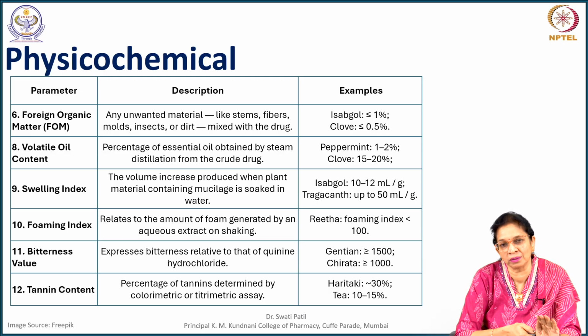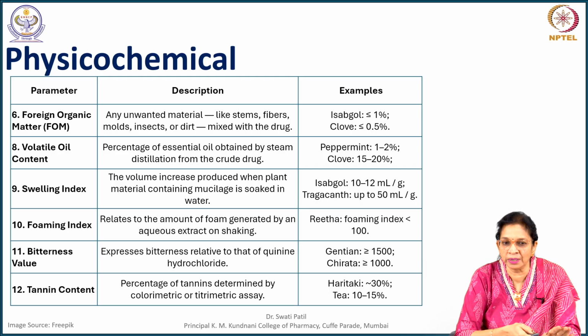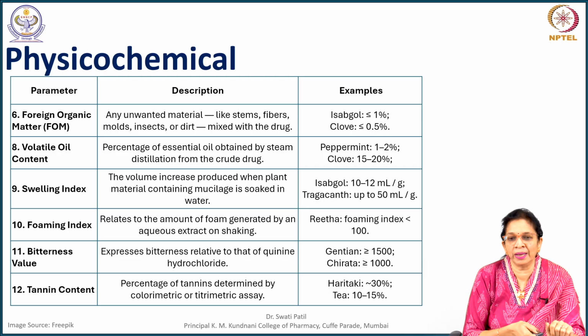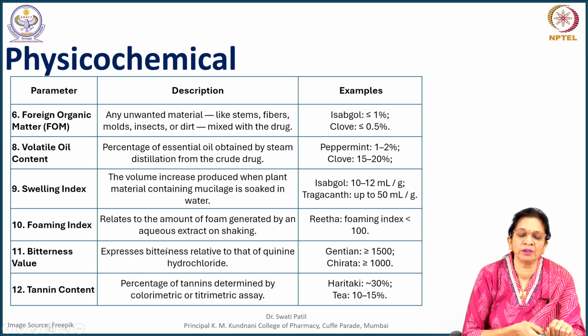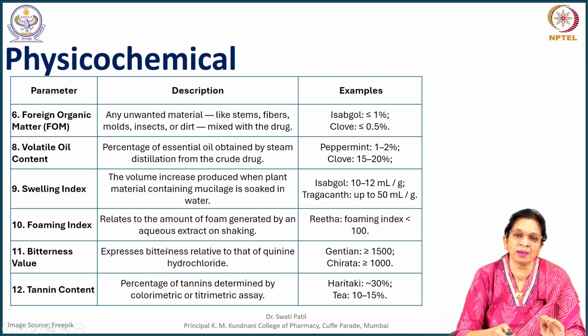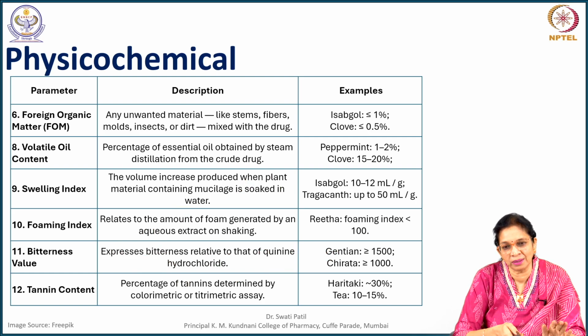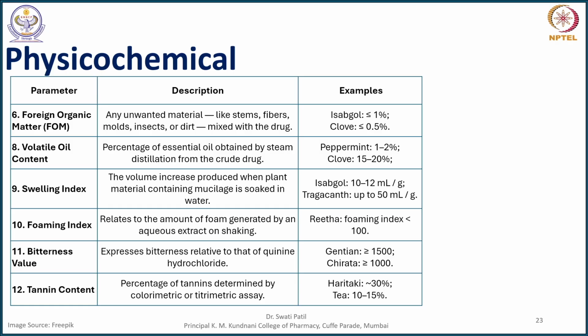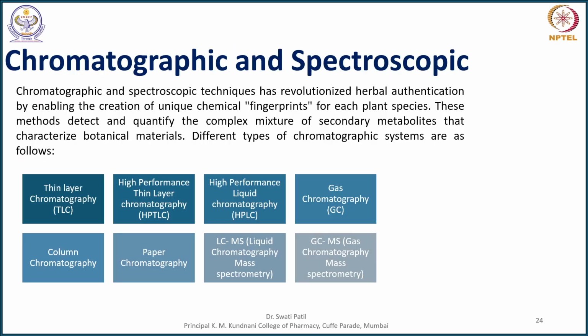Bitterness value: when a herb is used as a bitter, this is determined by tasting. A panel is appointed and different dilutions of the drug are made to be tasted by this panel. Tannin content can be found out by either titrimetry or spectroscopy.